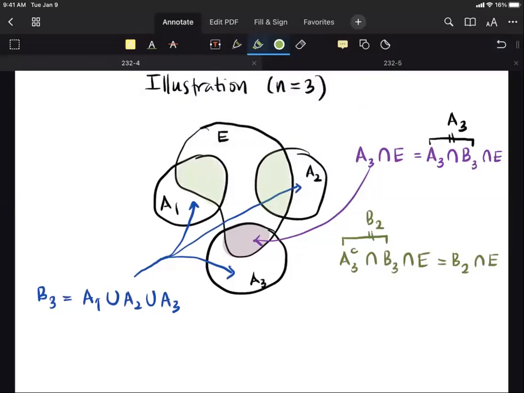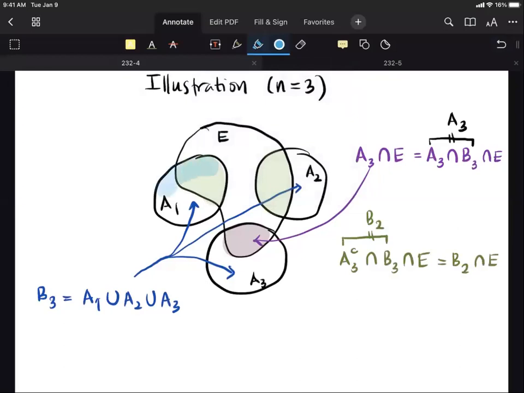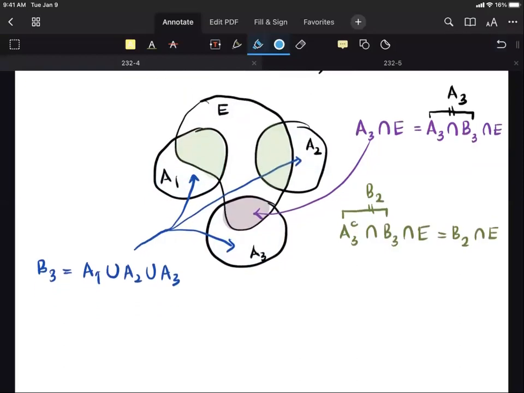And if you take the intersection of that with B sub 3, in other words, taking the intersection with these blue parts here, this one and this one, you end up with the original green parts. Hence, that would be this part here.